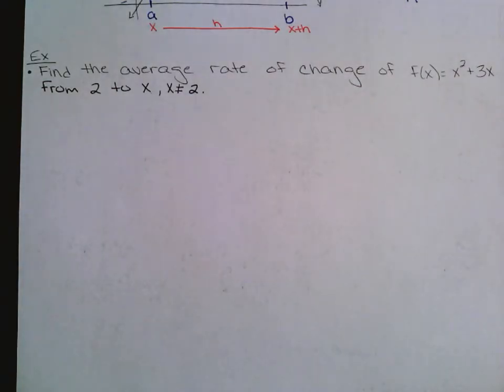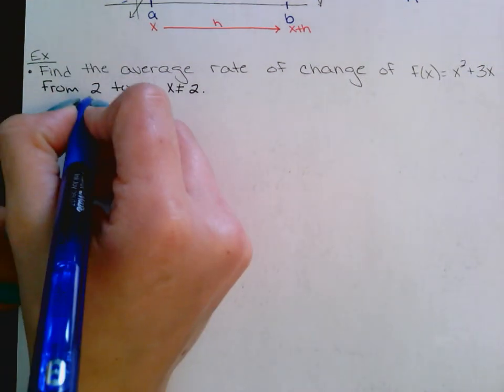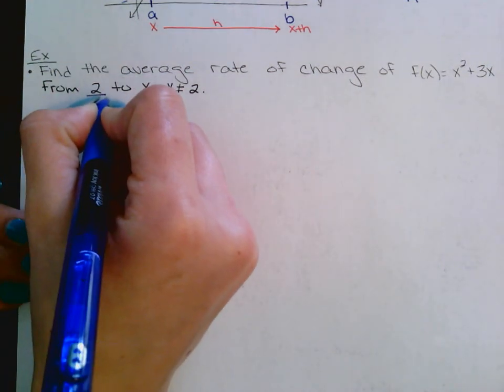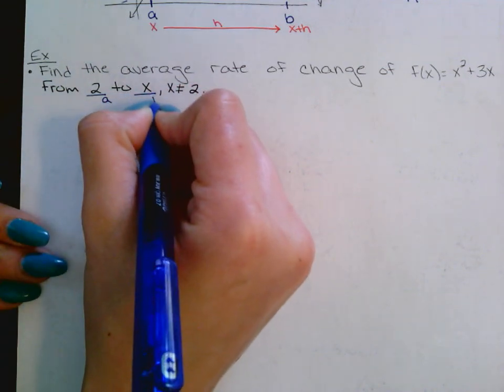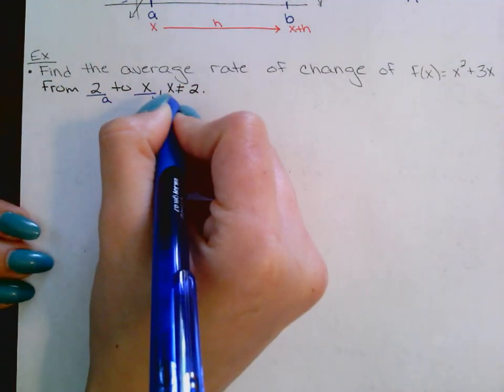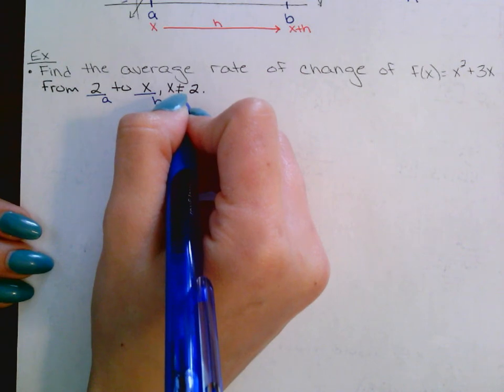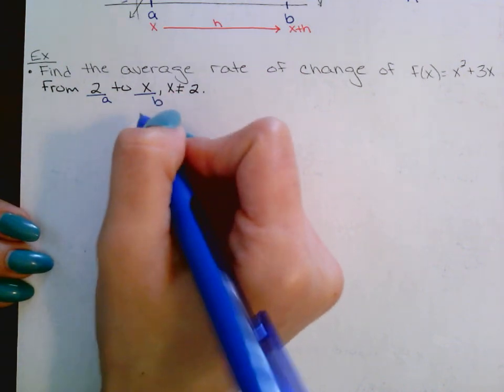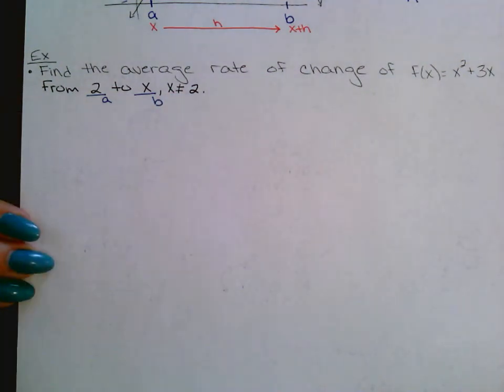All right, so this question says, find the average rate of change of the function f of x, which is x squared plus 3x, from 2 to x when x is not 2. So this is like my a, and this is like my b, okay? And they say to assume that x is not going to be 2, because if not, that's going to end up being a 0 in my denominator.